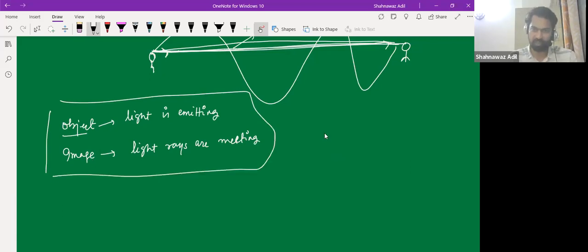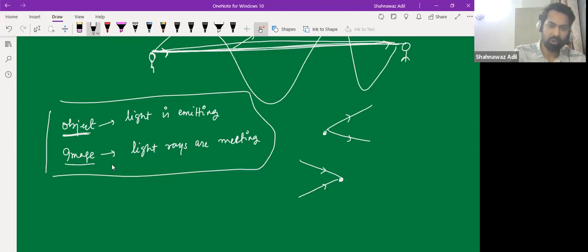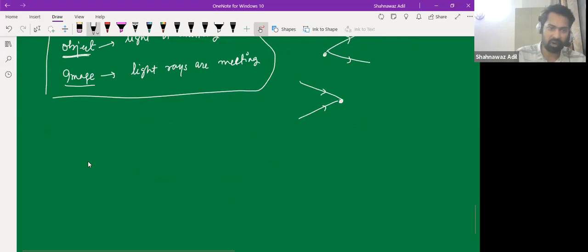So let's say we have this point and the light is emitting from this point. So this would be called an object. And let's say we have this point where the light is incoming. So that would be called the image, right? So there are two kinds of thing for the case of light, one is object and the other one is image. Okay. But there are two kinds of objects, right? One would be the real object, and the other would be this virtual object.